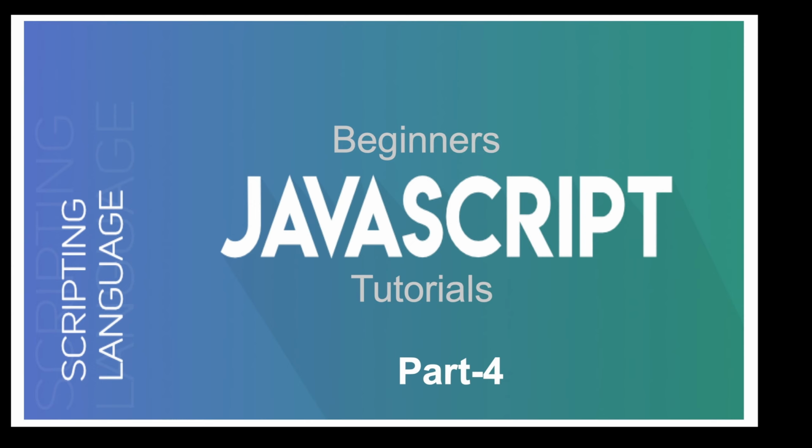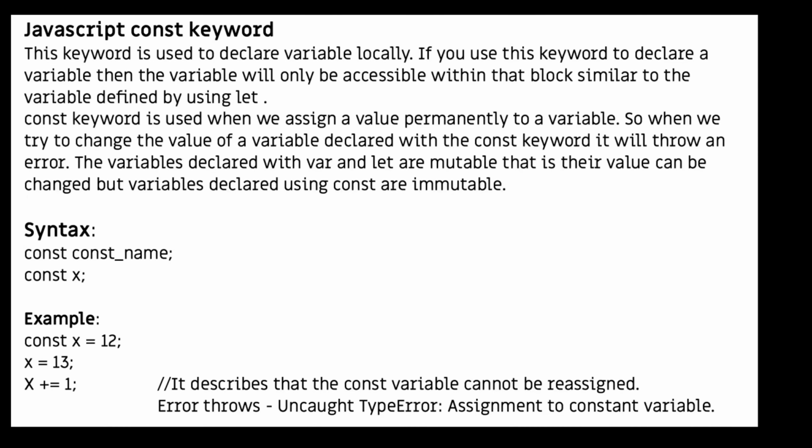So in this video I'm going to discuss different keywords like let, const and var. First we discuss the JavaScript const keyword. This keyword is used to declare a variable locally. If you use this keyword to declare a variable, then the variable will only be accessible within the block, similar to a variable defined using let.